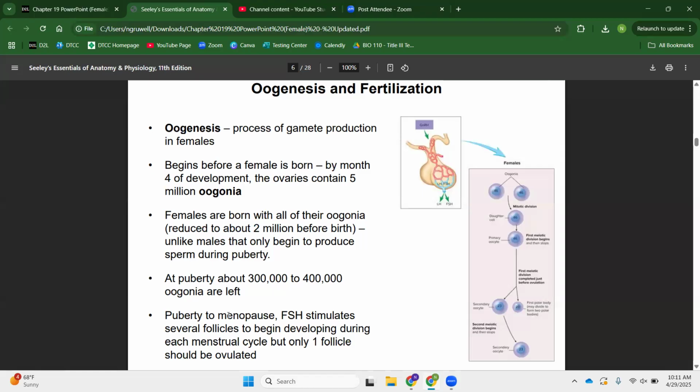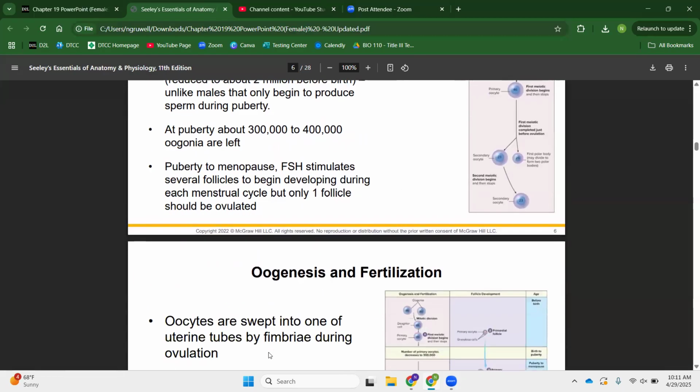So from puberty to menopause, we're going to go through this cycle of hormones, and the start of that cycle is FSH stimulating several of our follicles, the ovarian follicles, to begin developing. We'll talk about this whole hormone cycle. So even though we develop multiple follicles with the introduction of FSH, only one follicle should go through the process of ovulation each month or each cycle, and that is driven by LH. But like I said, we are going to talk all about those changes.